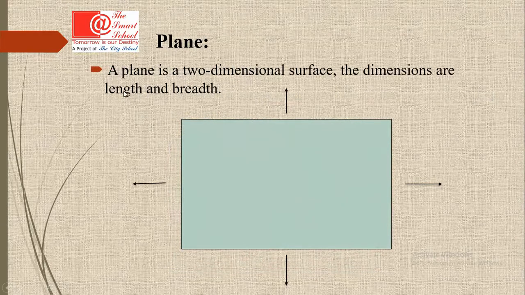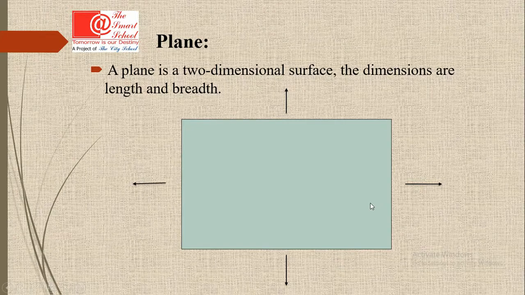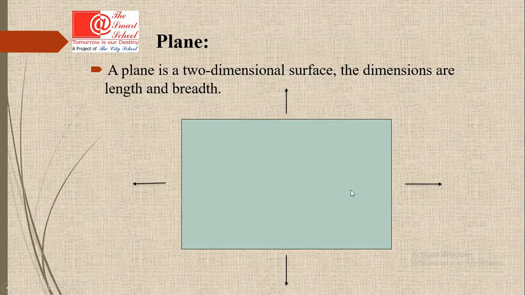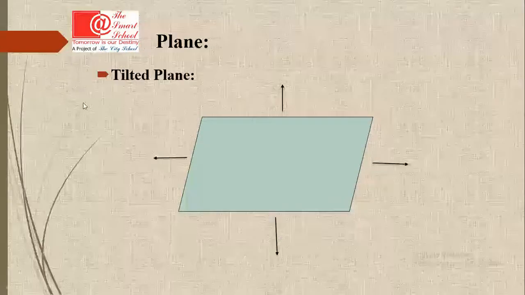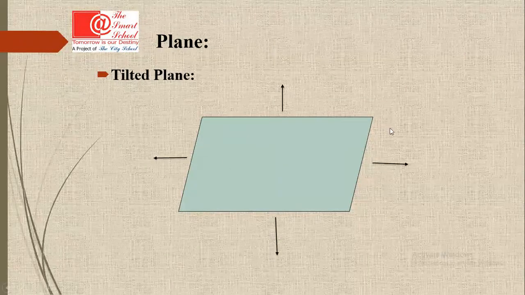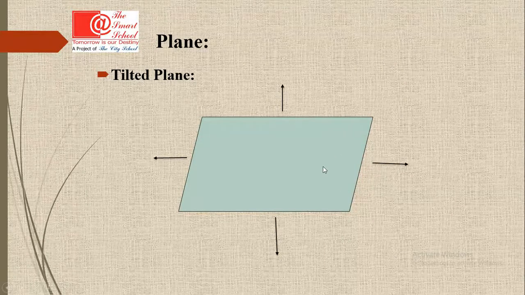Now, plane. A plane is a two-dimensional surface. The dimensions are length and breadth. This is a plane. We can call it a rectangle, but in more advanced geometrical language we call it a plane. And tilted plane. When a plane is a little tilted or not straight, we call it a tilted plane.